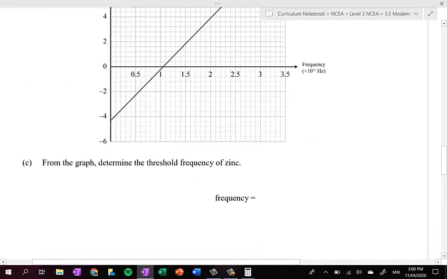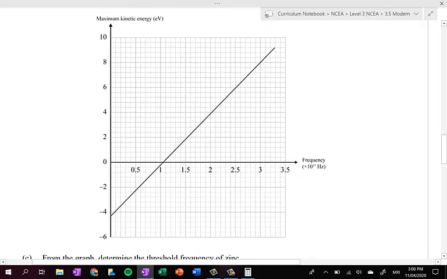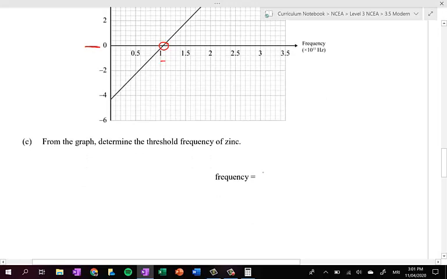Okay. From the graph, determine the threshold frequency of zinc. Now the threshold frequency is the minimum frequency at which electrons are ejected, and that is, in other words, where they emerge with zero kinetic energy. So that will be the x-intercept, and that will be here. Each of these little units here is 0.1, and it's exactly halfway in between, so it's 1.05. So we can say 1.05 times 10 to the 15 hertz, and we might just mention that that's the x-intercept to show how we got it from the graph.